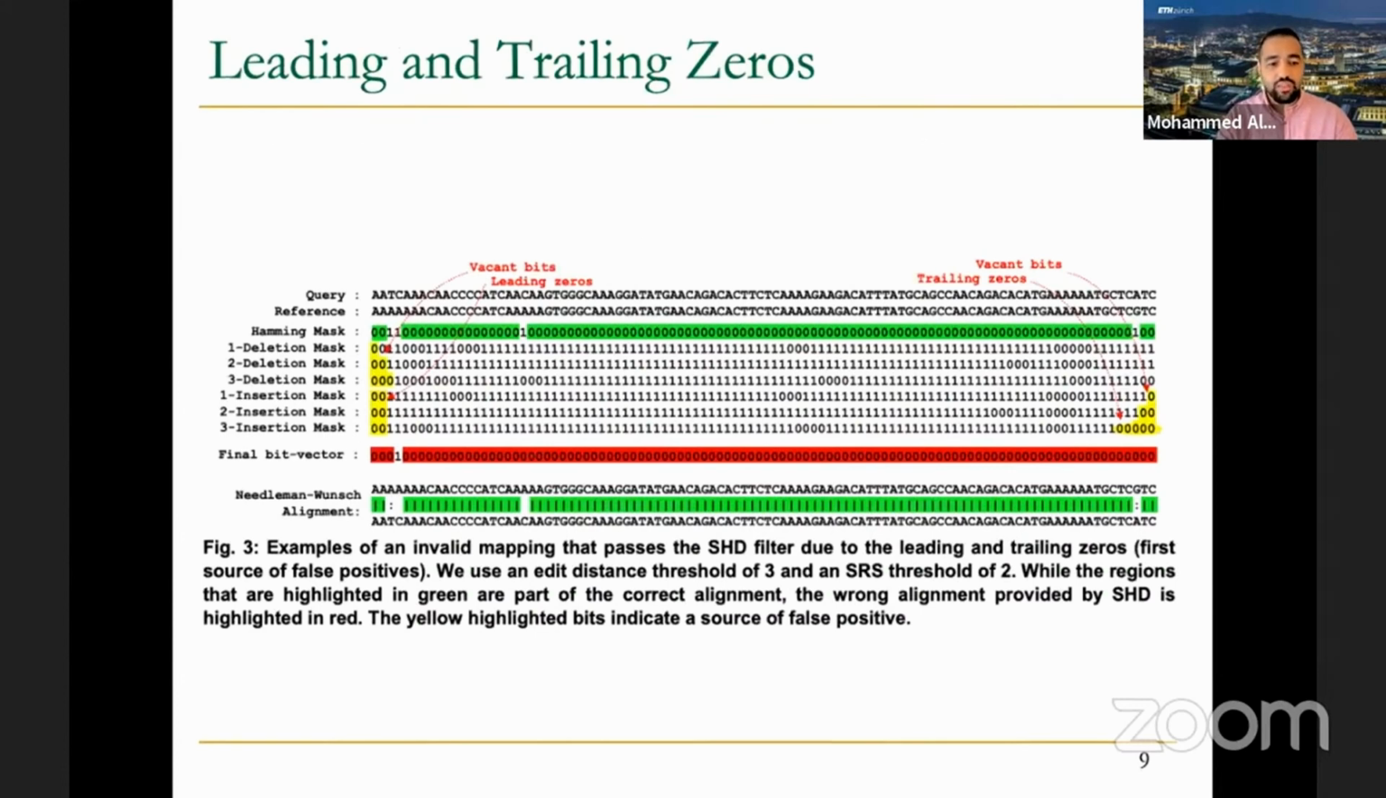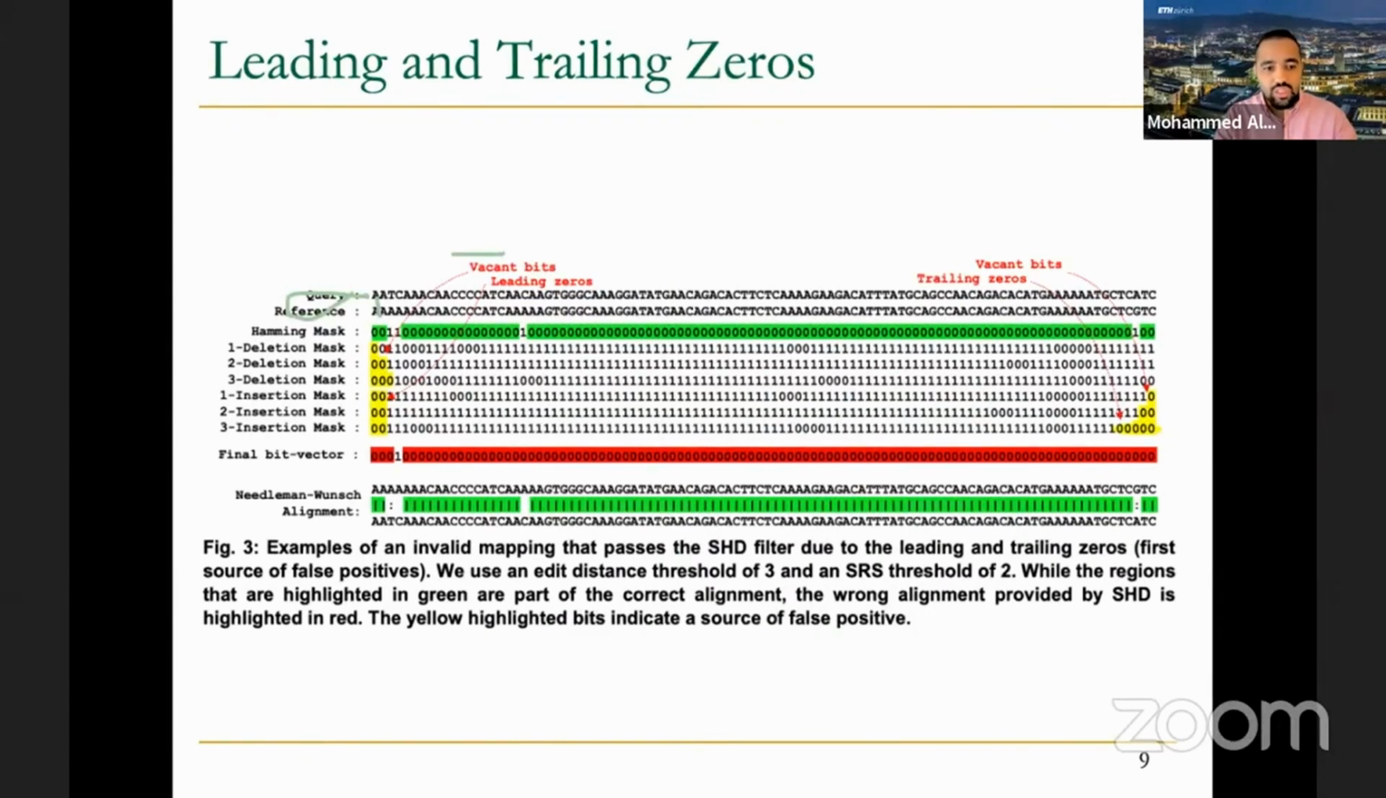So the first source is where you have the leading and trailing zeros. And these are extra zeros. These are added by ourselves, not by the sequences themselves. What is the cause for these leading and trailing zeros? If you remember from the previous lecture, we said we shift one of the sequences either to the right or to the left by gradual steps, one step, then two steps, then three steps. And each time we shift, we do the XOR with the other sequence. So for example, we shift the query by one step to the right and then do the XOR.